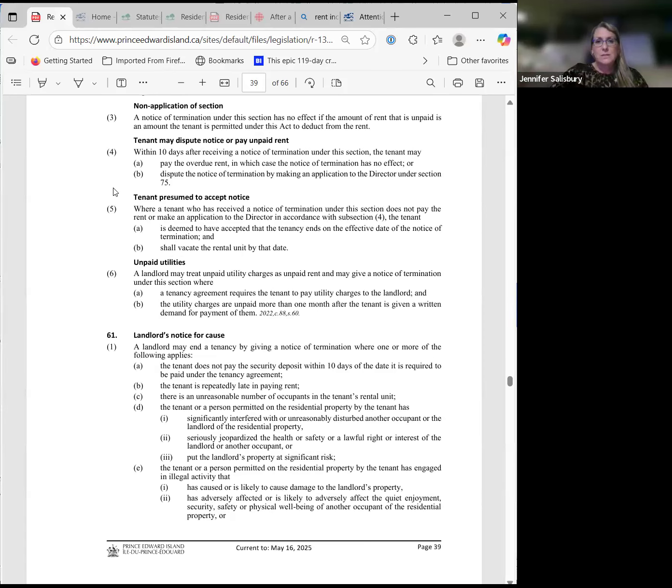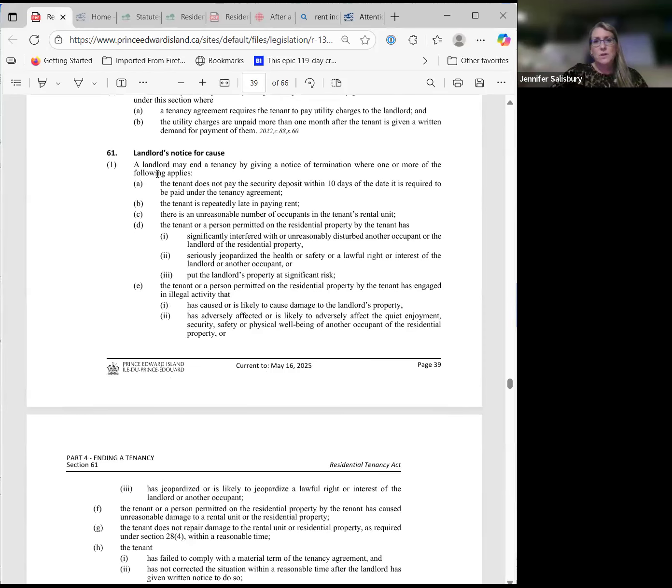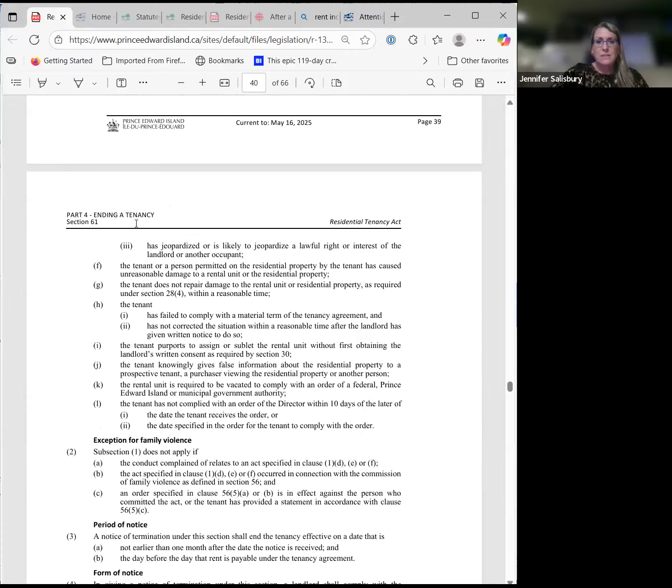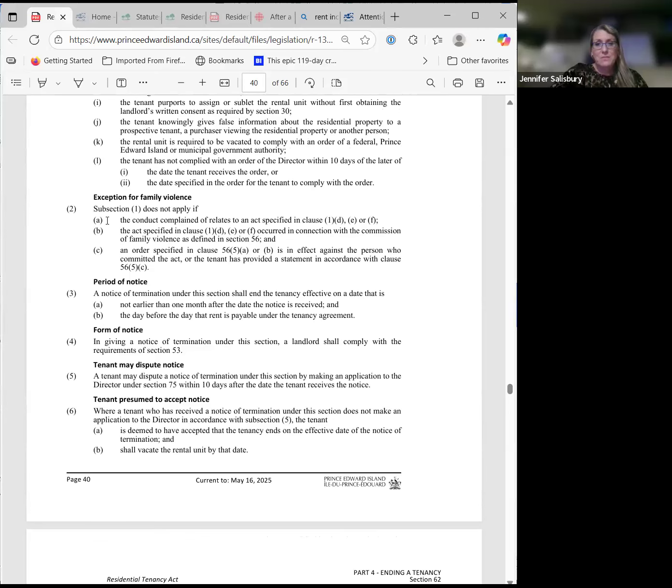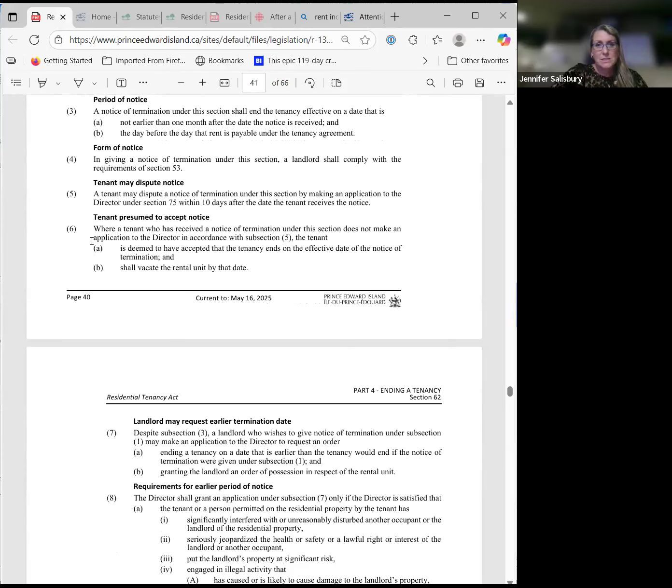Hmm. Interesting. Unpaid utilities, notice for cause. Basically, there's too many people living in it. You've got disturbance, engaged in illegal activities, and oh, there's a bunch more. Wow. Giving false information. Yep. The tenant knowingly gives false information about the residential property to a prospective tenant. They're trying to sabotage re-renting it. That's terrible. The exception of family violence, again, it's in here. Period notice, form of notice.